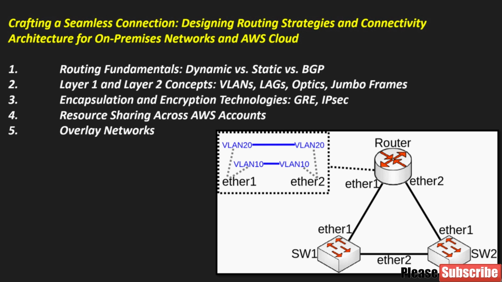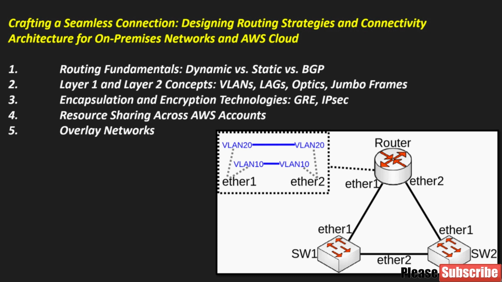The fourth point will be resource sharing across AWS accounts. In a multi-account AWS environment, resource sharing becomes a critical consideration. Implementing the right strategy for sharing resources across accounts involves defining appropriate IAM, that is Identity and Access Management, policies, enabling secure cross-account access here. So this ensures that resources are utilized efficiently while maintaining a strong security posture.